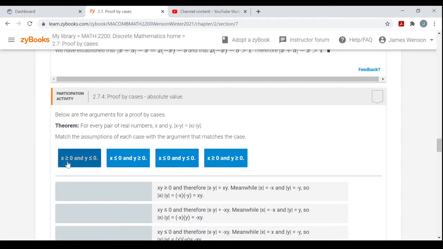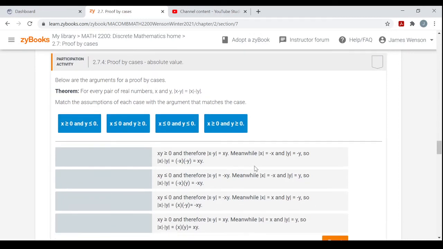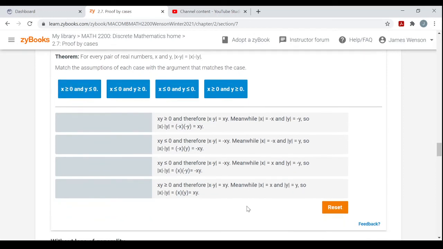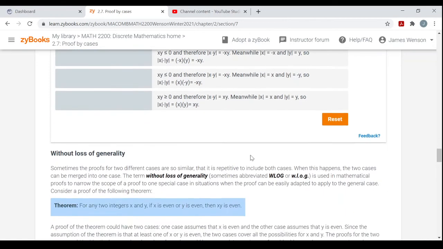So if x is greater than or equal to 0 and y is less than or equal to 0, that's one case. And then when x is less than or equal to 0, y is greater than or equal to 0, that's another. And then here where they both have the same sign. And I'll let you figure out which proof for each case would show this statement here. I'll let you fill that in.